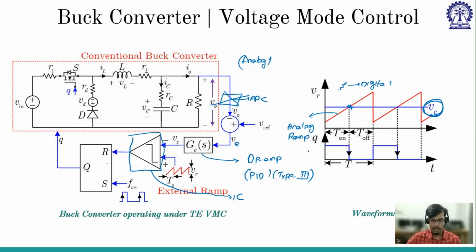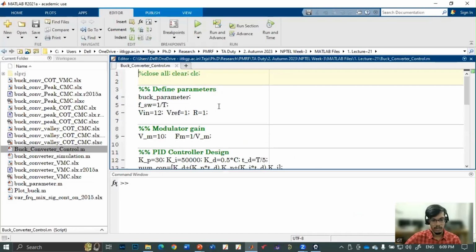Before going into current mode control, I will show the MATLAB demonstration of the same thing. I guess you have gone through the code, so I will be somewhat explaining what is what in the code. What we do is we do not simply implement in the MATLAB Simulink model. We write code and access the Simulink model through the code. So this is the main file, the buck converter control file.